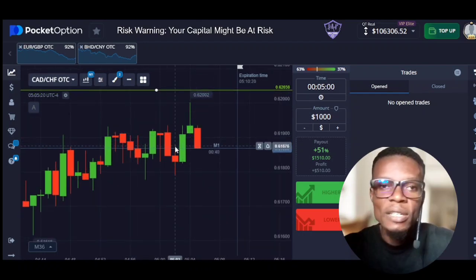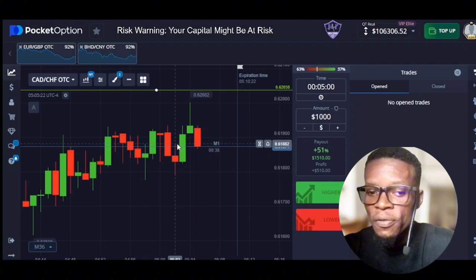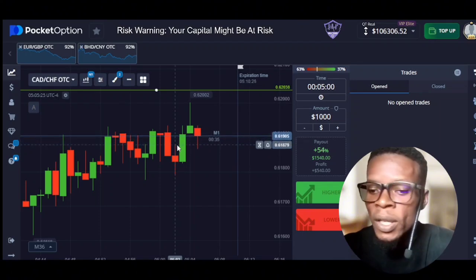If we miss out on this, we are going to wait for something else in the future. If we have the chance, of course, we are going to be trading it. So let's wait.